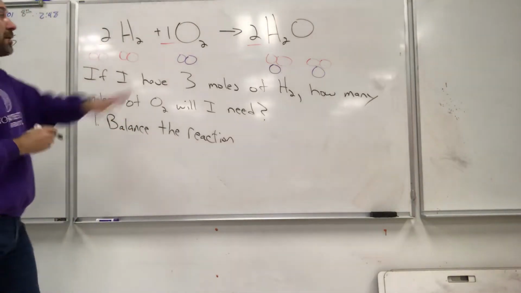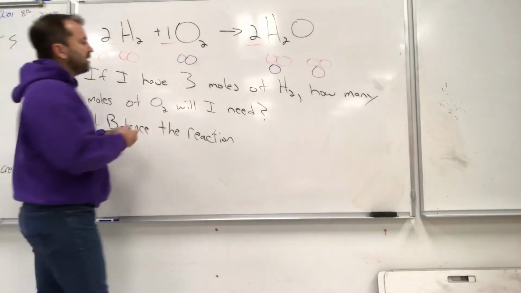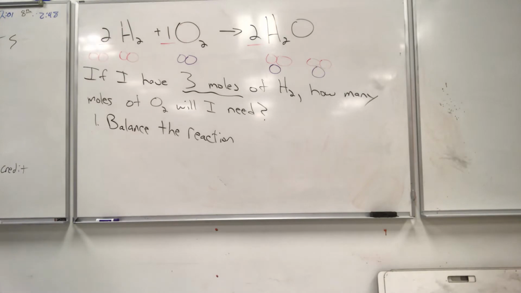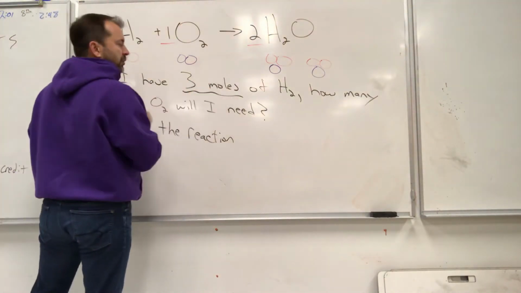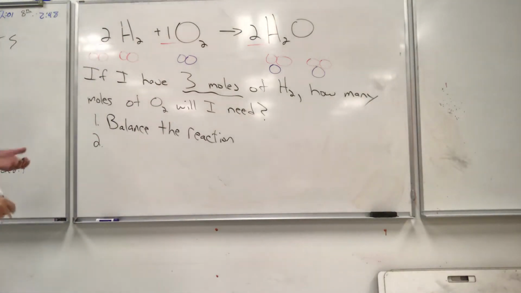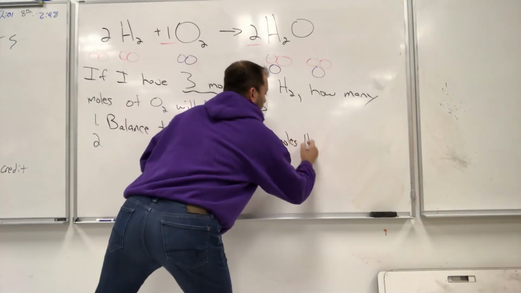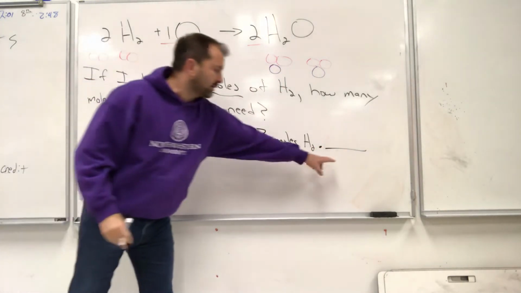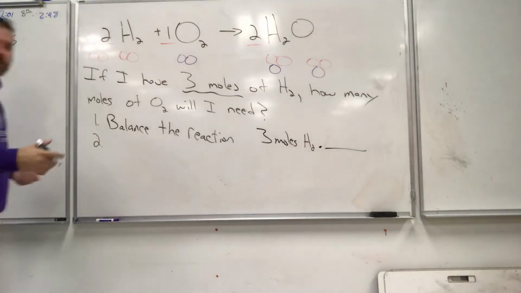So now that we have our recipe, we can answer this question. If I had 3 moles of H2, how many moles of O2 will I need? So the way we're going to set this up is we're going to take our starting ingredient, which is H2, and I'm going to take this 3 moles of H2, and what we're going to need is a conversion factor here. And the conversion factor is what we call the mole ratio.